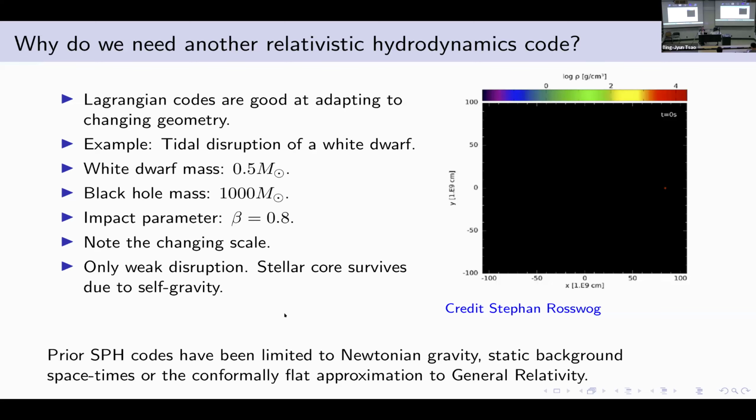So prior SPH codes have been limited to Newtonian gravity, or static background spacetimes, or the conformal flat approximation to general relativity. So this is the first code that managed to combine SPH with full evolution of the spacetime in general relativity.